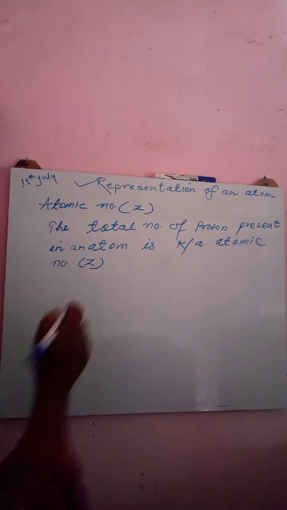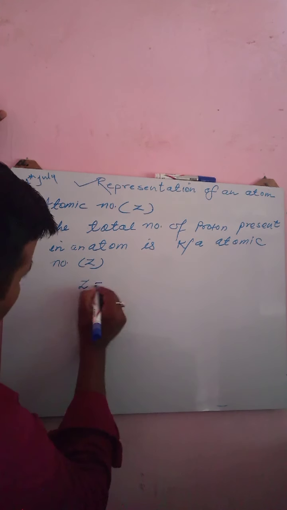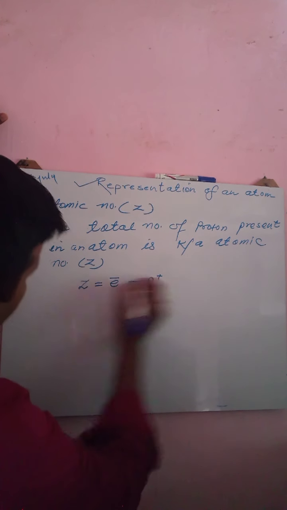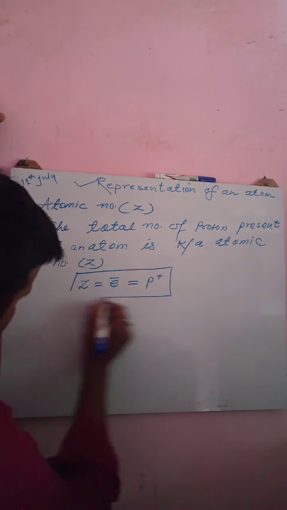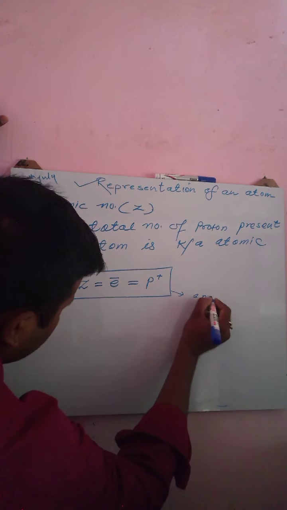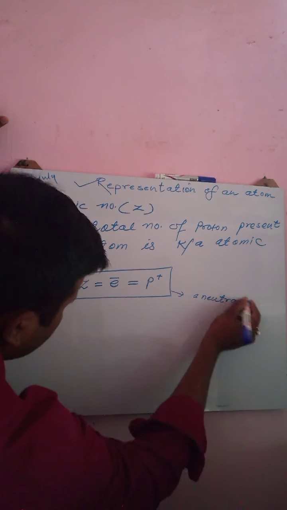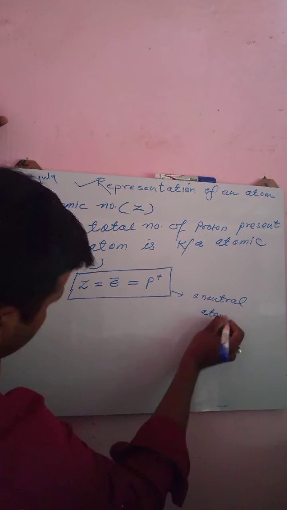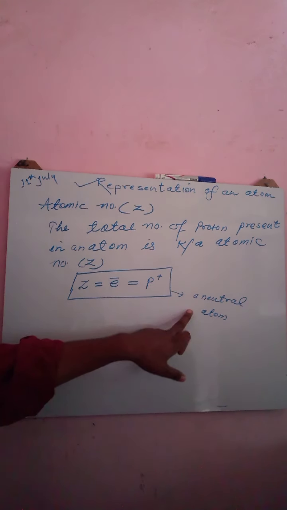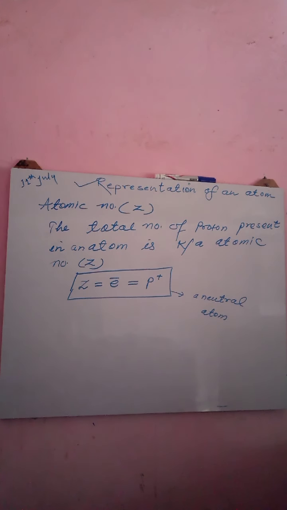Clear? Atomic number Z is equal to the number of electrons and equal to the number of protons. This is the formula, and this formula is valid for a neutral atom, not for an ion. Z is equal to E is equal to P. Clear?